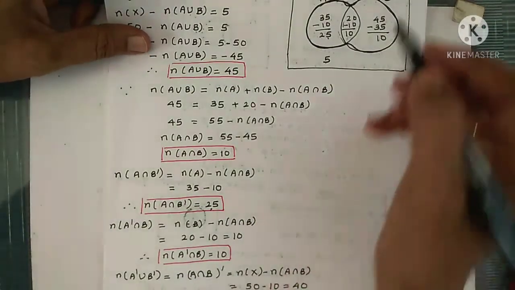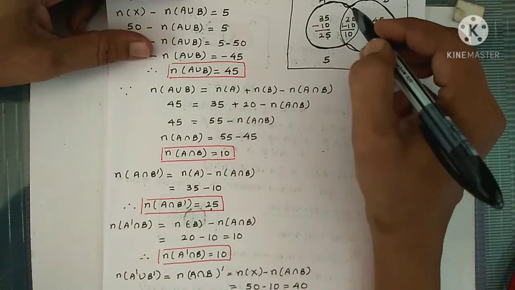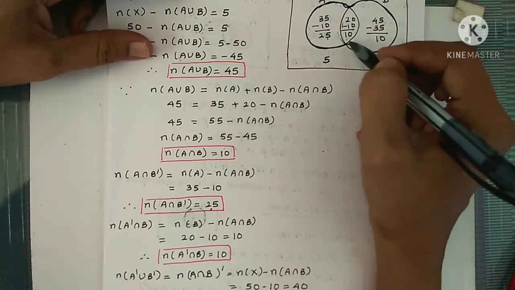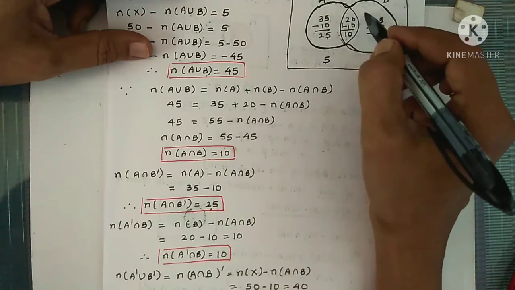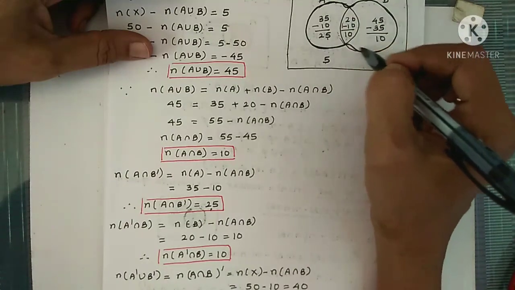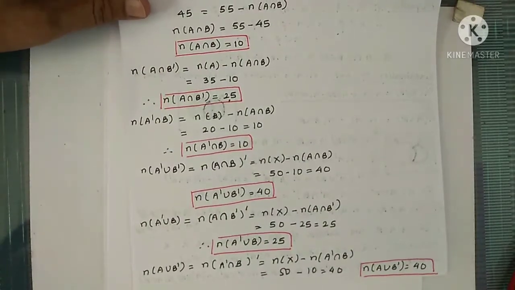A' ∩ B. A' means what? The portion which is outside A but inside B. See, A' ∩ B is the common portion of A' and B. So the portion outside A but inside B. So it contains 10 elements. So A' ∩ B has 10 elements.